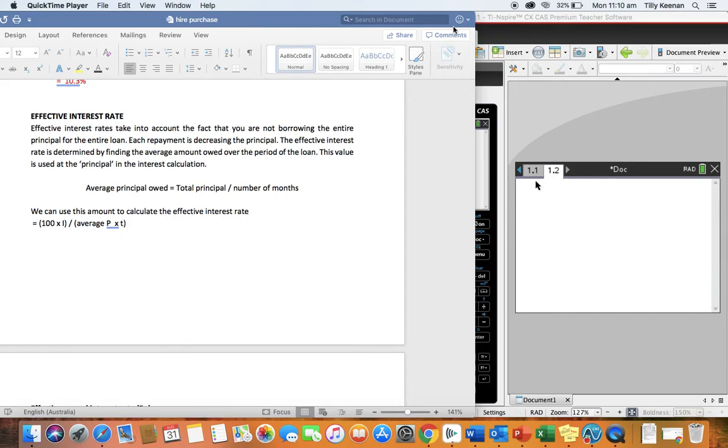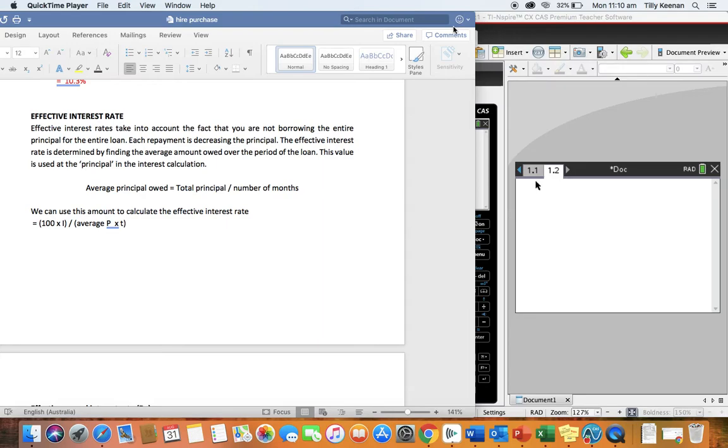Today I'm going to explain to you effective interest rate and why it's different to a flat rate interest. So effective interest rate takes into account the fact that you are not borrowing the entire principal for the entire loan. Okay, so each payment is actually decreasing the principal. So think about it, if I owe someone $300 and I'm going to make monthly payments, if I pay $10 this month and $10 again the next month, it's actually decreasing that amount I owe.